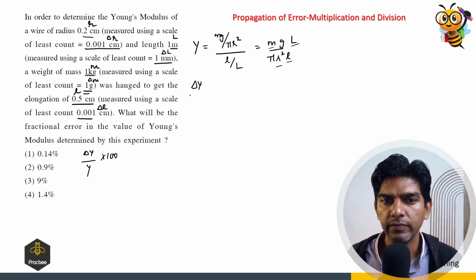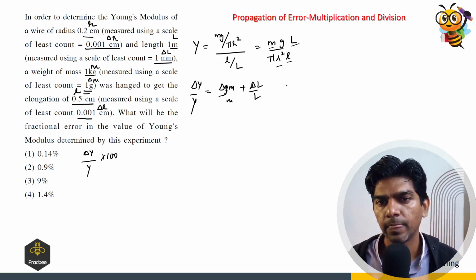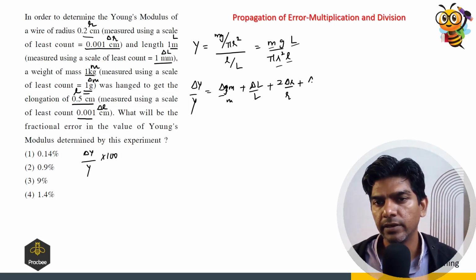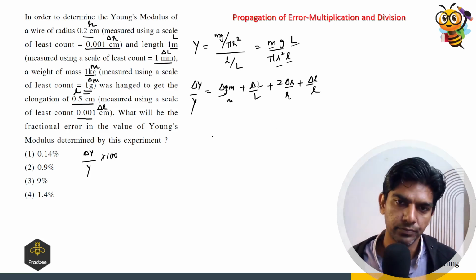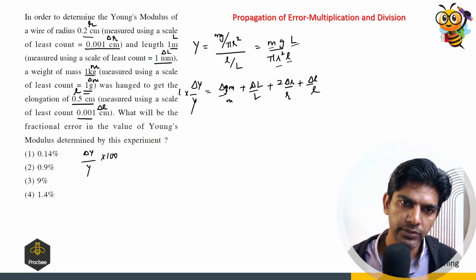So the relative error in Young's modulus will be relative error in mass plus relative error in length plus 2 times relative error in the radius plus 1 times the relative error in the elongation. And we have to find the percentage error. Let us multiply this with 100.